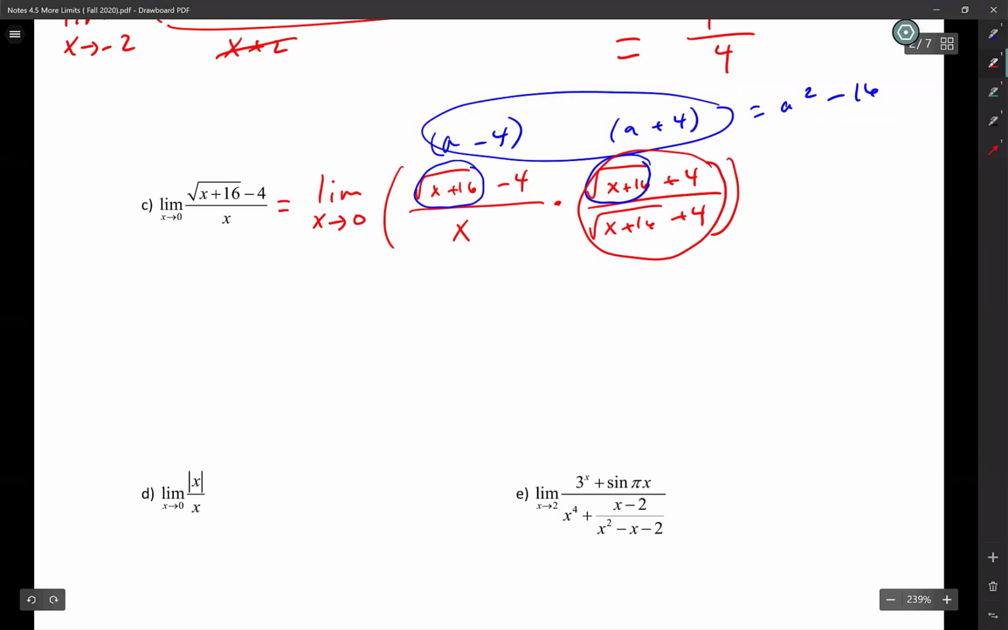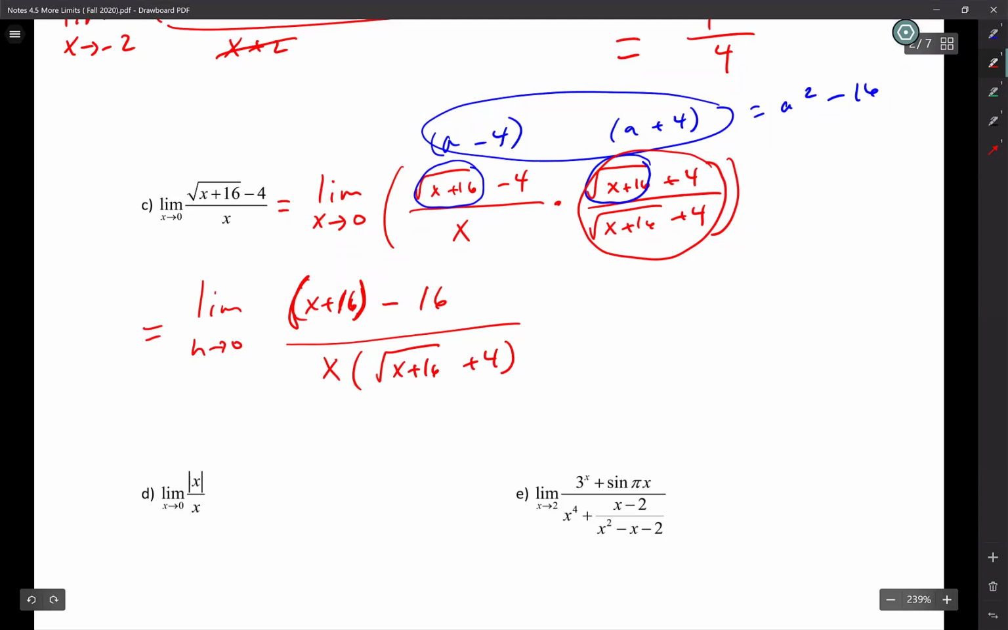The whole point of multiplying by the conjugate is because I want to multiply by 1. So you haven't changed anything. You're not going to do anything to the bottom. The top, you are going to do stuff to it. So here we go. Limit as h approaches 0. And the top now looks like this. X plus 16 minus 16. That's a 16 there with a giant parenthesis. All over. And on the bottom, I'm not going to bother distributing. X plus 16 plus 4. You can drop the parentheses like it's hot.